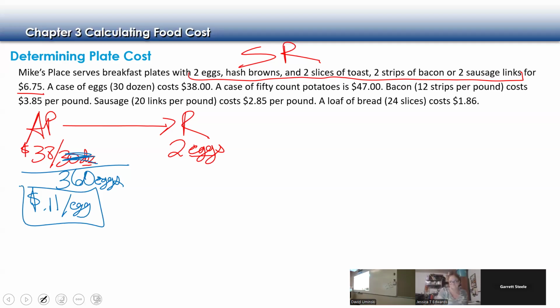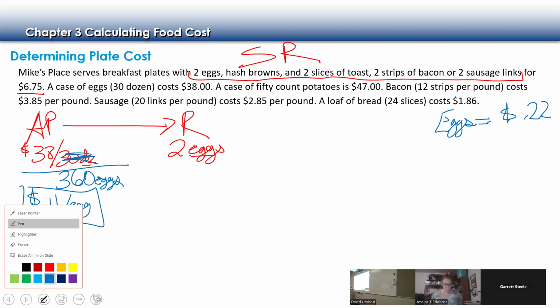Excellent. We multiply that by our 2 eggs. And eggs cost us how much? 22 cents. 22 cents. Okay? 22 cents. Next, hash browns.